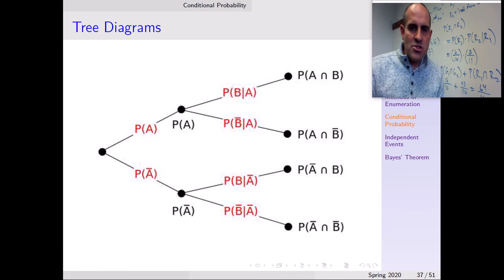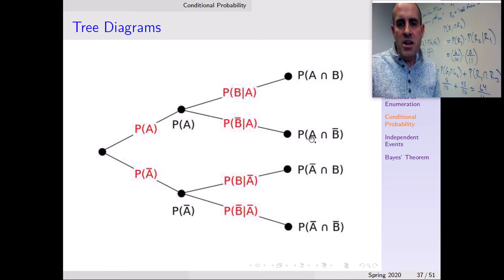So look at this diagram. If I wanted to get the probability of A and B, which is this one right here, then sequentially what has occurred is A has happened and then B given A has happened. So the probability of A and B would be the product of those two things: the probability of A times the probability of B given A.